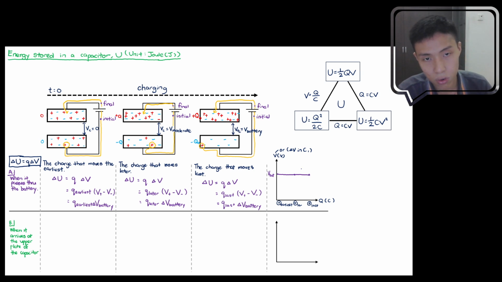Okay, so continuing from that, you also learned that delta U, the amount of change of energy, is Q delta V, right? You see that this is Q, this is delta V, so if you multiply them, you get the change in energy. So what does it mean? If you find the area under the graph over here, this area under the graph will give you the energy. But this one is not really energy stored in the capacitor. This is energy supplied by the battery, because we are focusing on the battery, right?